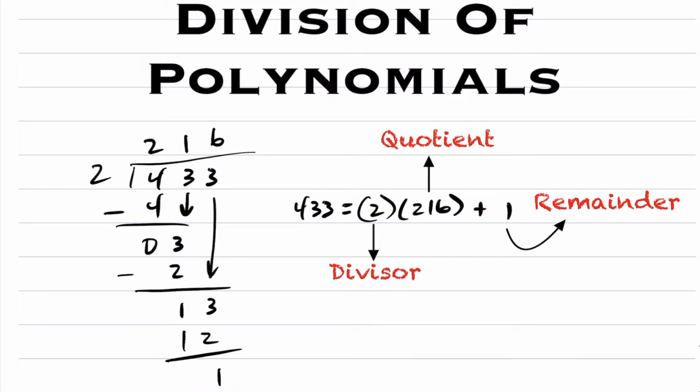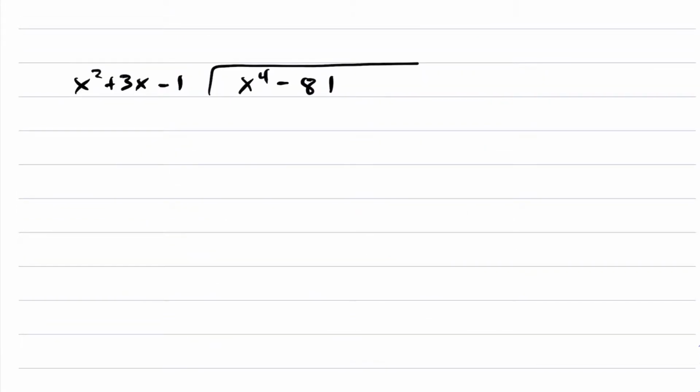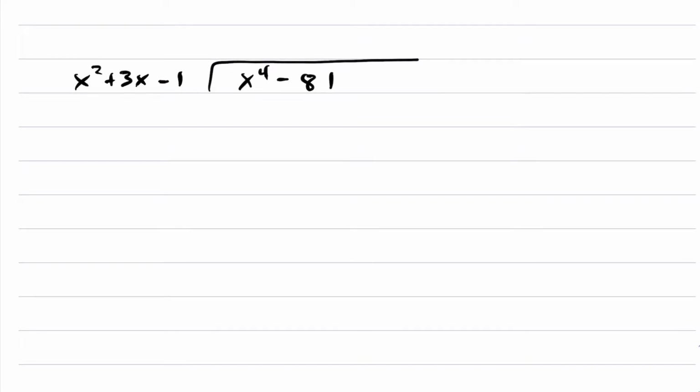Let's take a look at the exact same method of long division for polynomials. So in this example here, we want to divide x squared plus 3x minus 1 into x to the power of 4 minus 81. So using long division, we want to ask ourselves, what can I put here such that I get an x to the power of 4 here when I distribute this and multiply? Well, if I were to put an x squared here, we end up getting x squared times x squared is x to the power of 4.